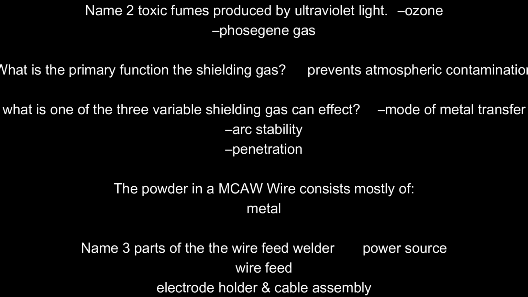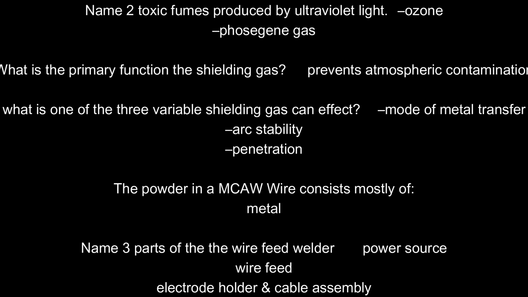Name 2 toxic fumes produced by ultraviolet light. Ozone, phosgene gas. What is the primary function of the shielding gas? It prevents atmospheric contamination. What is one of the 3 variables shielding gas can affect? Mode of metal transfer, arc stability, penetration.